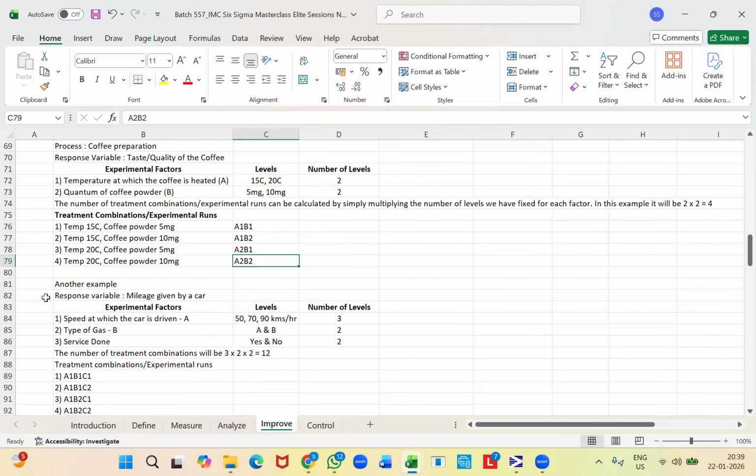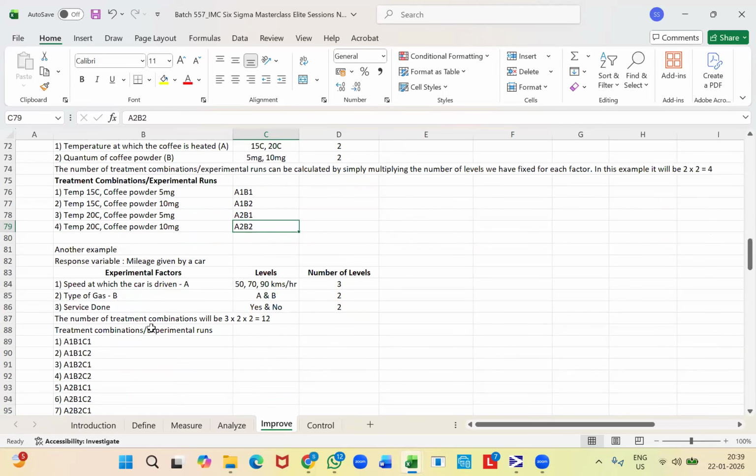So let us look at another example. It's not essential that we have only two factors considered for the experiment. As I told you, we can consider any number of experimental factors, but minimum we need to have two factors. Similarly, we can have any number of levels fixed for these experimental factors, but minimum we need to have two levels fixed for each experimental factor.